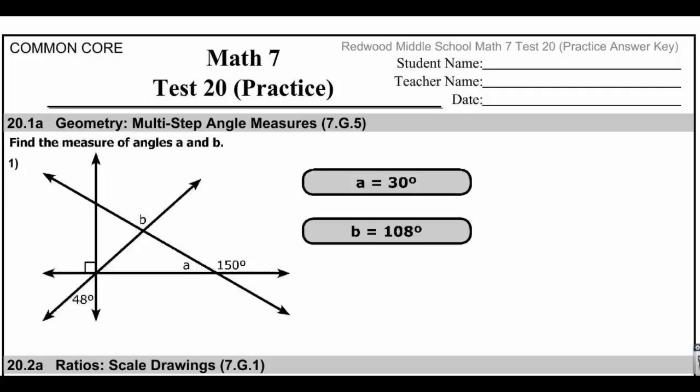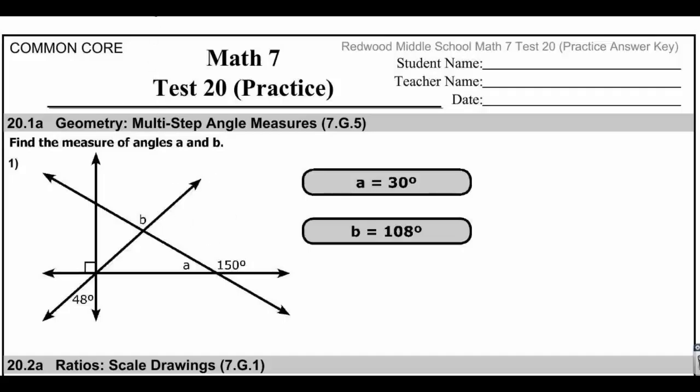All right, ladies and gentlemen, here we are with the Week 20 practice test. So we have these slightly more complicated angle problems now, and they're really only slightly more complicated if you just go through and take your time, remember those basics that you learned. Remember supplementary angles, complementary angles, adjacent, vertical angles. You'll do just fine with this.